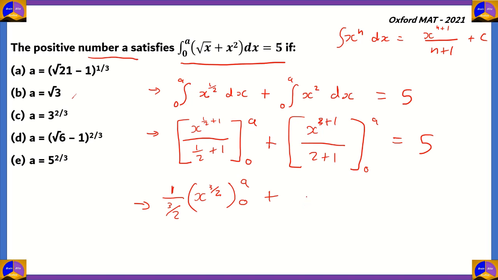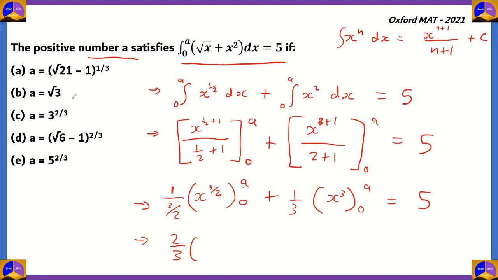On the other side, we've got 1 by 3 outside, and then inside the bracket we've got x cubed with limits from 0 to a. The right hand side still remains 5. Now 1 over 3 by 2 gives you 2 by 3, and we're going to apply the limits here.